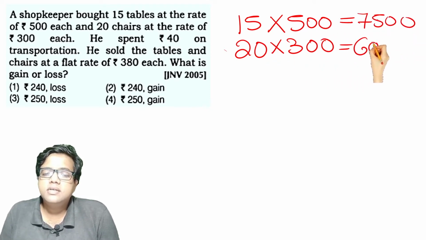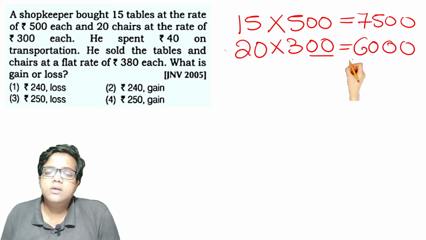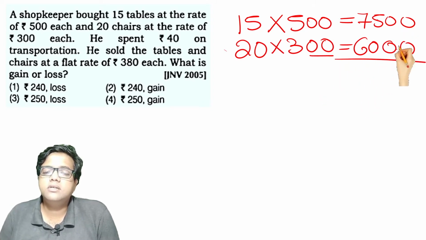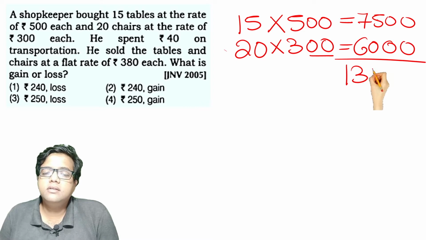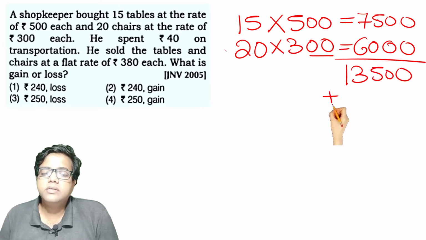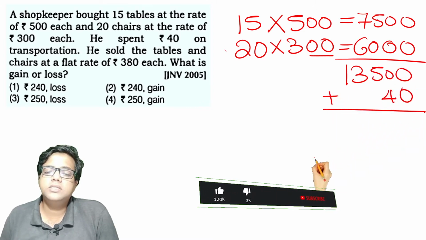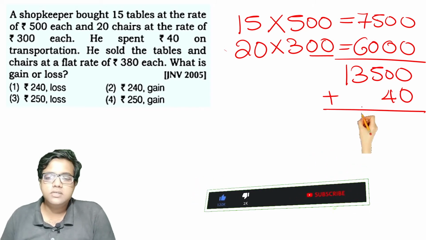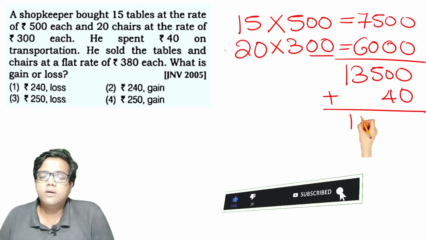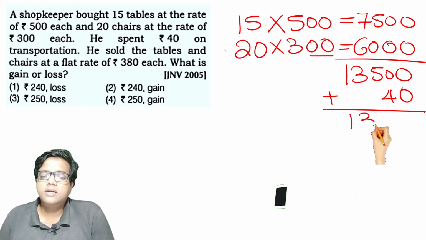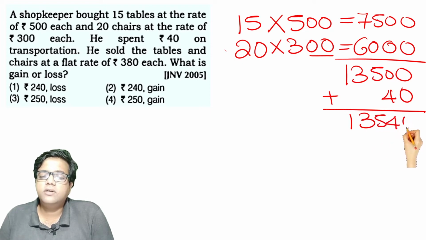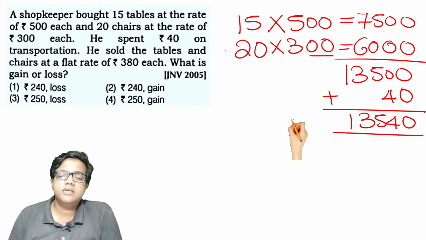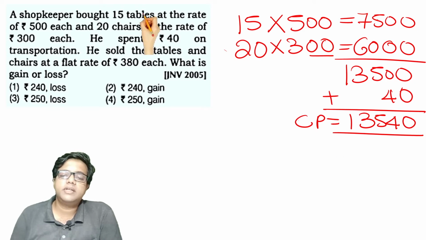23 is 60, last another 2 zeros. So this is the total expenditure. So you will get 13,500 plus 40 rupees on transportation. So in total, he is spending around 13,540 rupees. Okay. This is the cost price of all the materials.